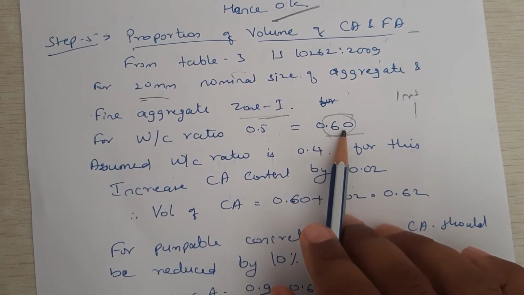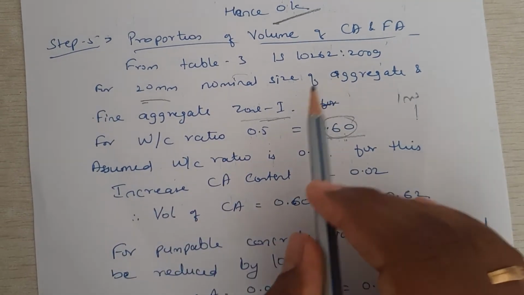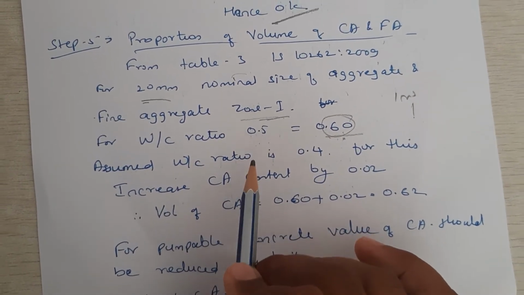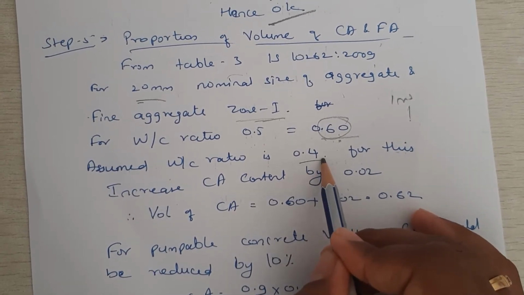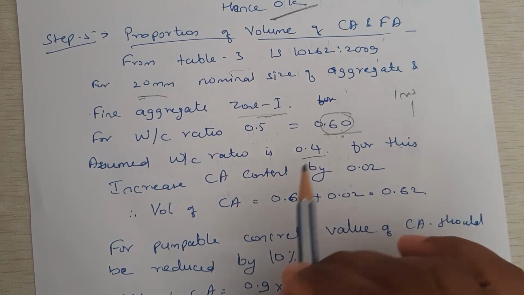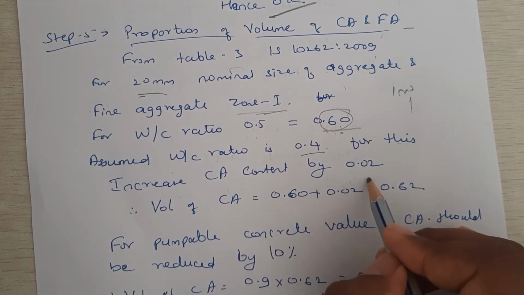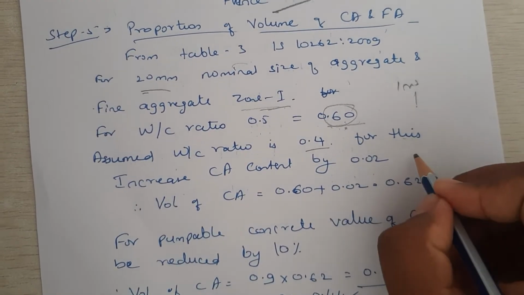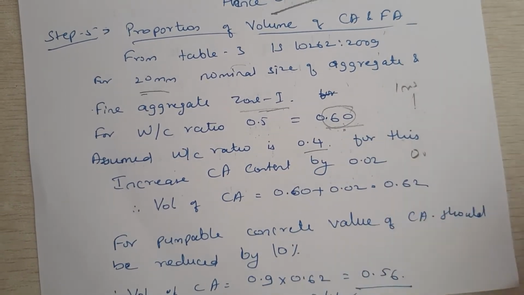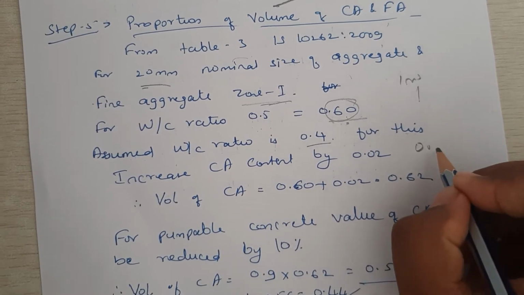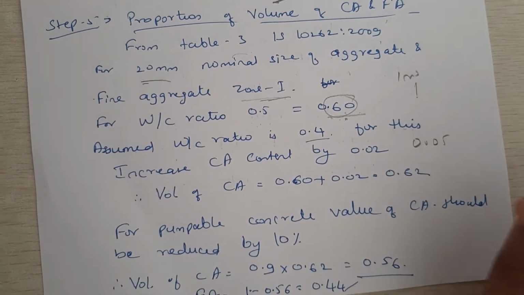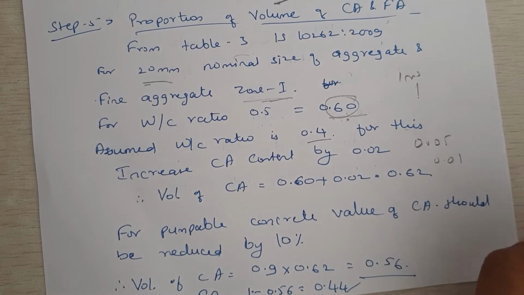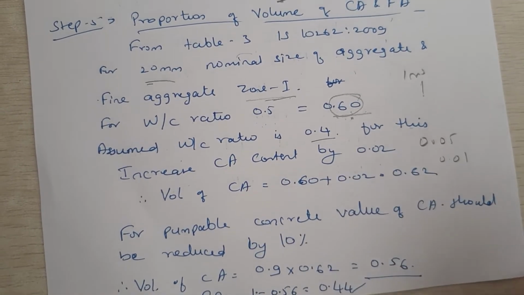Okay, since this value is only with respect to the water cement ratio of 0.5, but we are adopting the water cement ratio as 0.4, in that case we have to increase the coarse aggregate value by 0.02, because for every variation in the water cement ratio by 0.05, every reduction or increase, I have to increase or decrease the volume of coarse aggregate by 0.01.